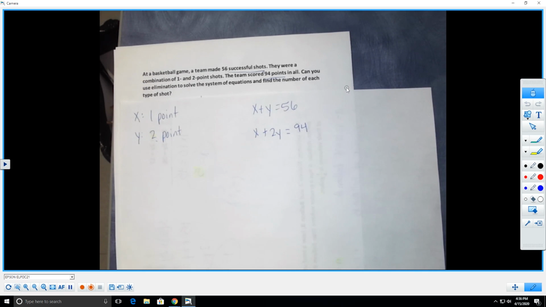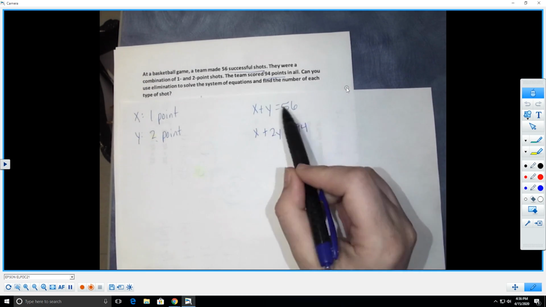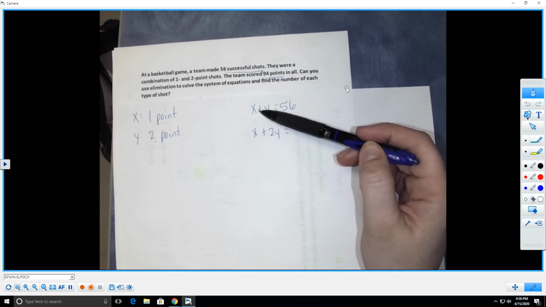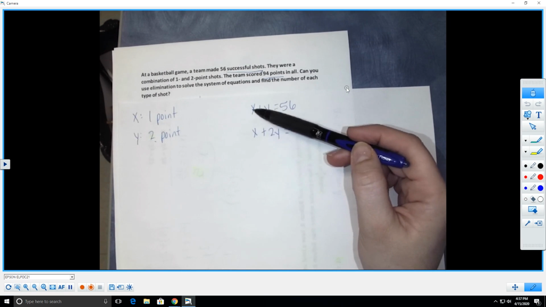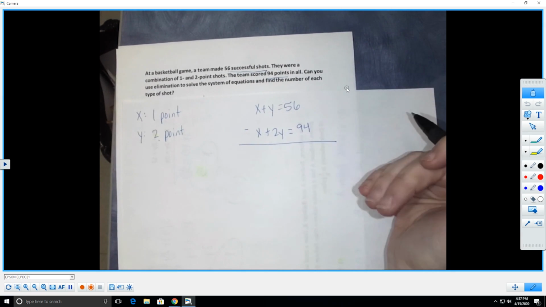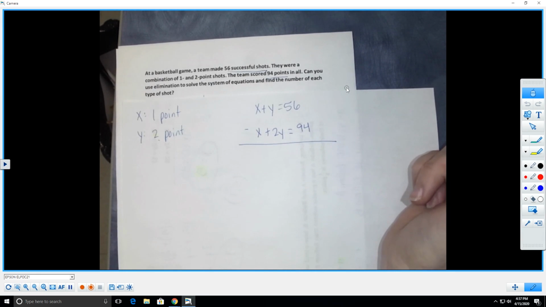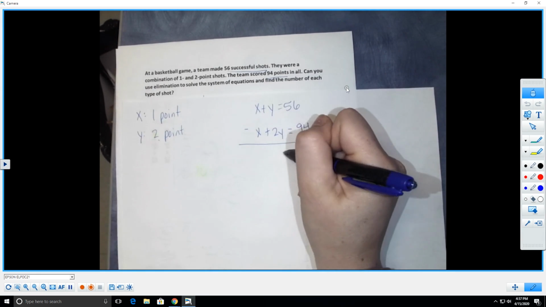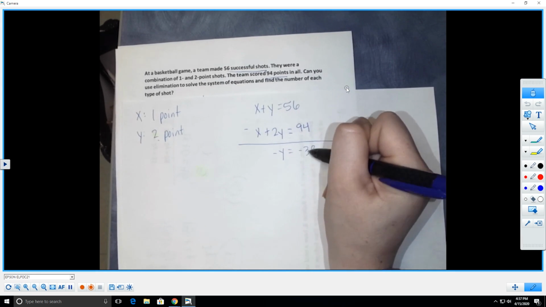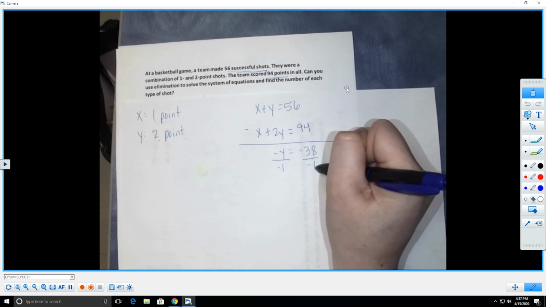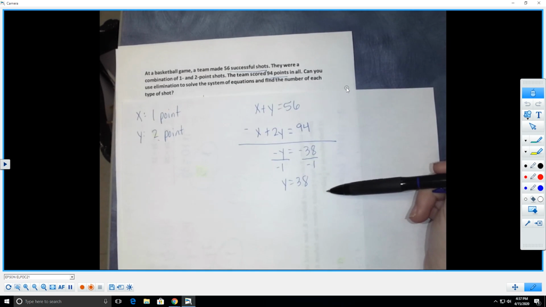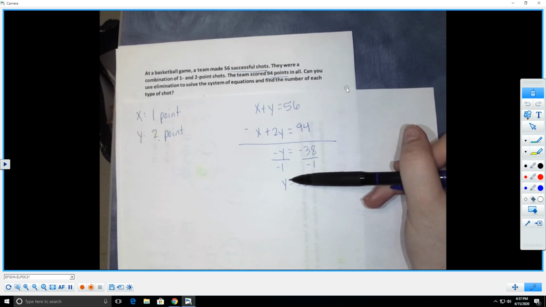Okay, let's take a quick look at your progress. Did you begin with x plus y equals 56? And notice that I have the same coefficient. So since they are the same, I'm going to subtract these two equations from one another. And when I do that, I get negative y equals negative 38. And so when I divide by that negative 1, I get that y equals 38. So from this, you now know that there were 38 2-point shots.